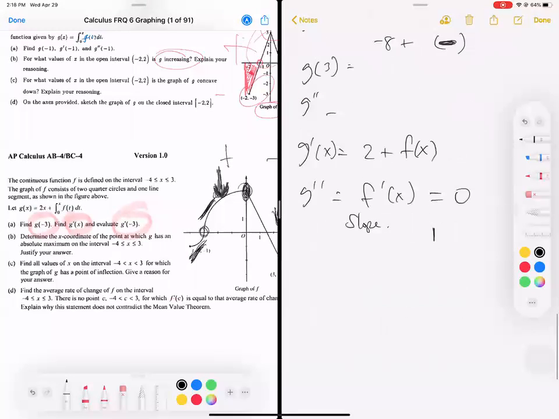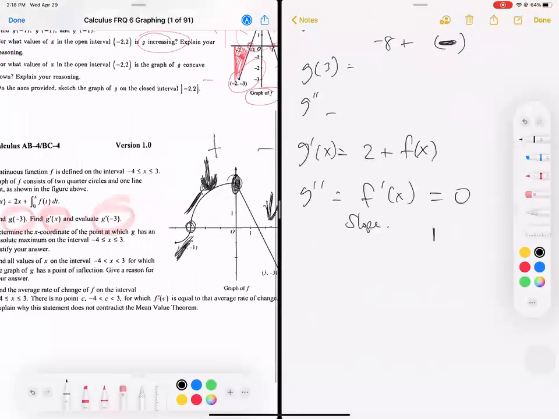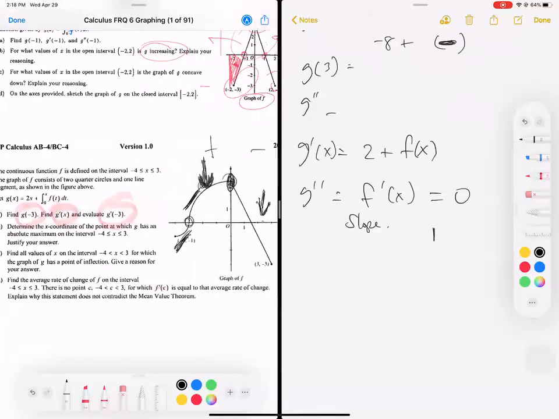Okay. Find the average rate of change of f on the interval of -4 to 3. There is no point c between -4 and 3 for which f prime is equal to the average rate of change. Explain why this statement does not contradict the mean value theorem. Okay, so f is this graph here. They asked us to find the average rate of change. So all we do is take y minus y over x minus x. Okay, this is rate of change, which is another way of saying slope.